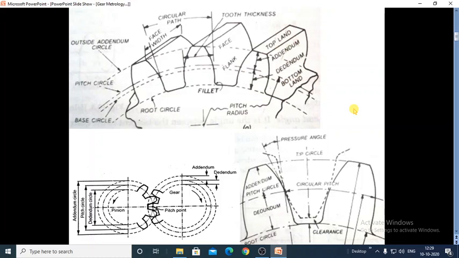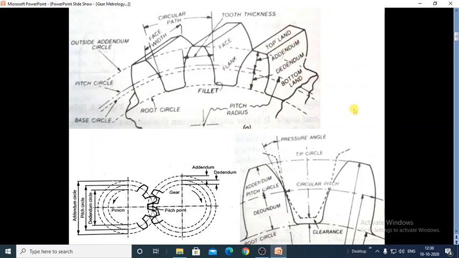First one is the incorrect profile of the cutting tool. If there is not proper cutting, or you can say if there is not the exact correct profile cutting of the cutting tool, then this error occurs in the gears. Second one is if there is not the correct position of the tool in relation to the work, then also the error occurs in the gears.